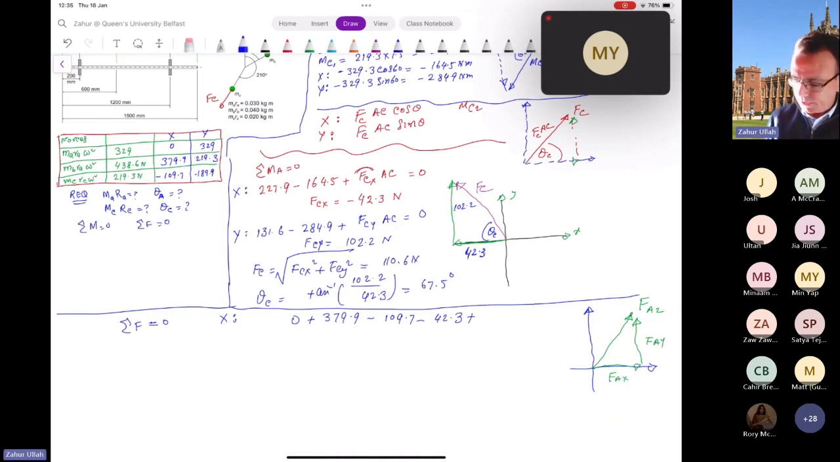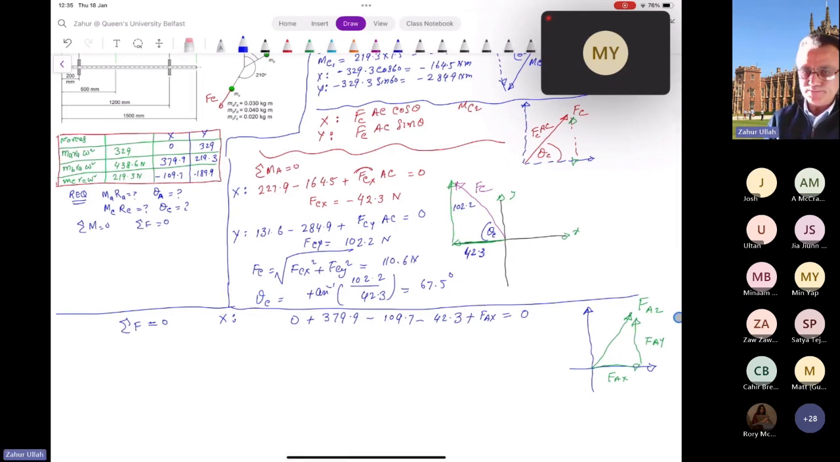So we will need to add this assumed force, which was FAX, the positive assumption, and this should be equal to 0 here, because everything should be equal to 0. So from here, you will be able to calculate FAX, which is the only unknown in this equation. Everything is known, only FAX is unknown. So this will be minus 227.9 Newton. So you calculate this FAX.